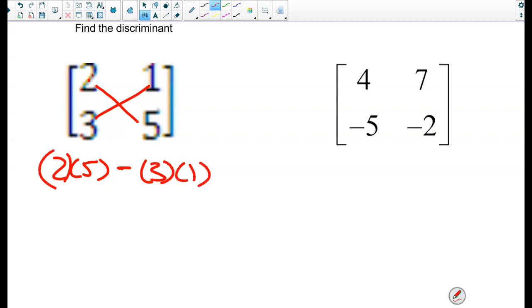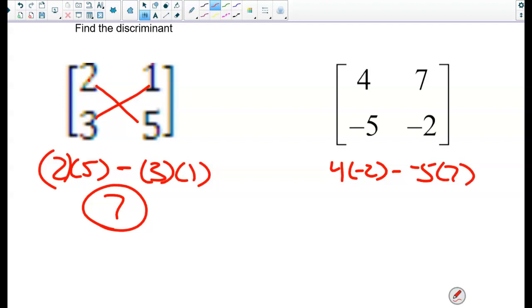Alright, so this is what it would look like. 2 times 5 minus 3 times 1, and my determinant would be 7. Here, we're going to go 4 times negative 2 minus negative 5 times 7. We have to make sure we don't lose negatives. Negative 8 minus a negative 35, and that becomes 27.